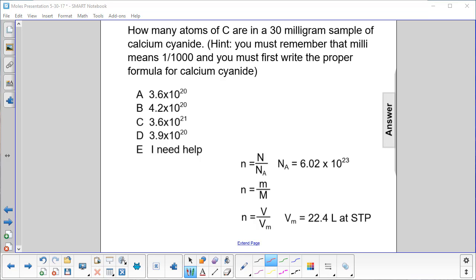How many atoms of carbon are in a 30 milligram sample of calcium cyanide? First, you must remember that milli means 1 over 1,000, and you first have to write the proper formula for calcium cyanide. Well, I don't know about you, but I have no idea what the formula is, so I go on the web and I Google it, and I find out that calcium cyanide is Ca(CN)2.